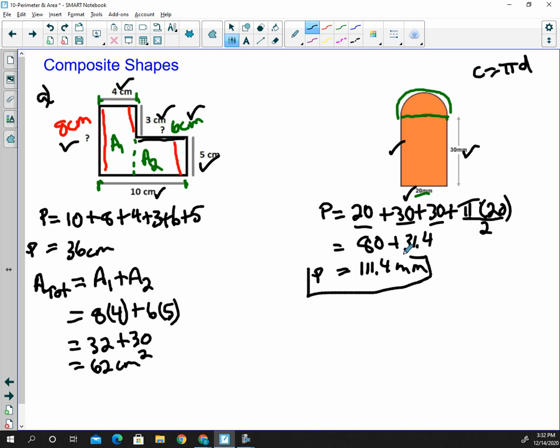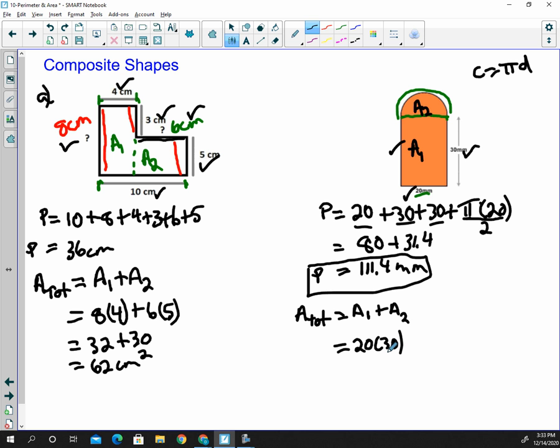Next, we have to find the area. So we'll do this the same way we did before. Break it into 2 sections. We'll call this area 1 and call this area 2. So the area total here is equal to A1 plus A2. A1's fairly straightforward. It's just a rectangle, 20 by 30. The area of a rectangle is the length times the width.